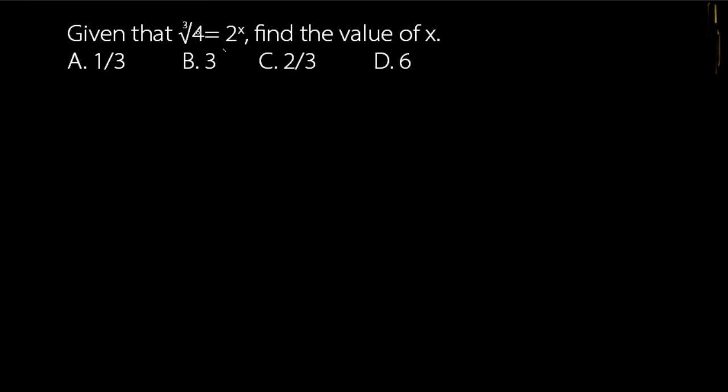Given that the cube root of 4 equals 2 to the power x, find the value of x. Now, to do this, let's begin by writing down the problem statement. So what we have is the cube root of 4 equals 2 to the power x.